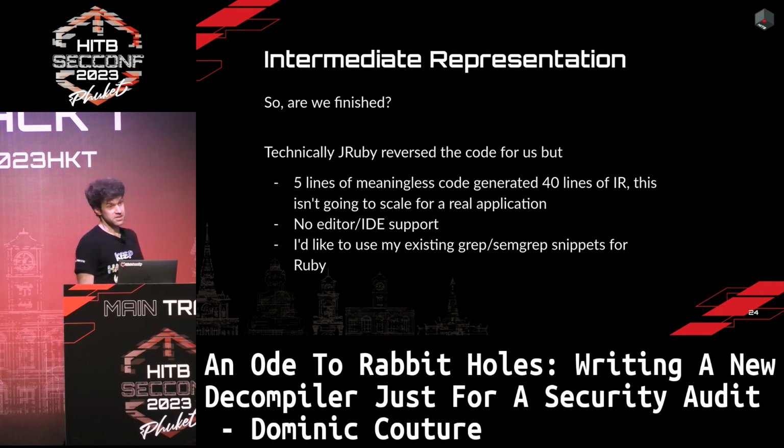Because I don't have real code, there's no IDE, no editor support. I really do like to click and say, show me usages of this function. I'd like to be able to do that. Also, when auditing source code, this was Ruby-ish. I have grep and semgrep patterns that I've developed over the years to analyze Ruby code bases. I'd like to be able to use them on this, so recovering the original source code will actually allow me to do that.